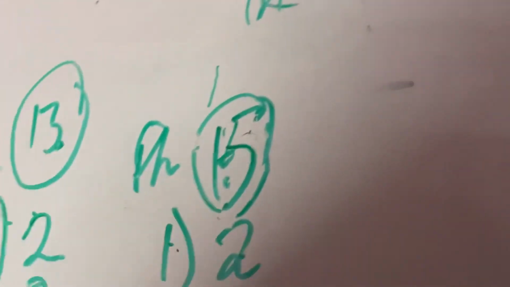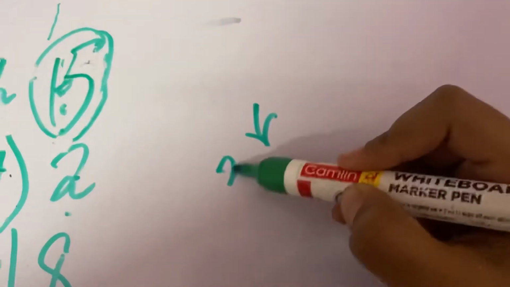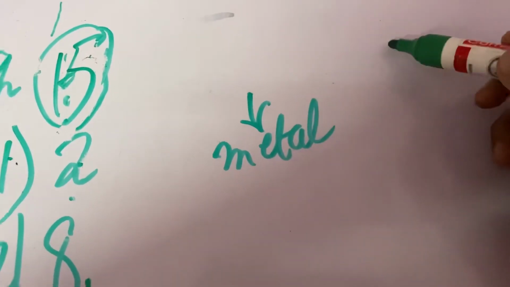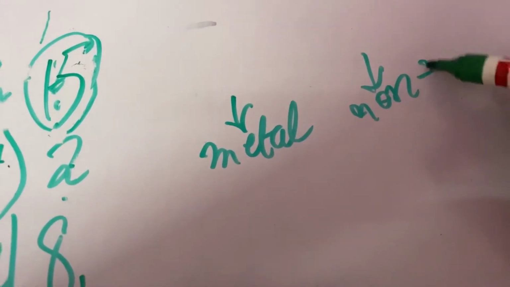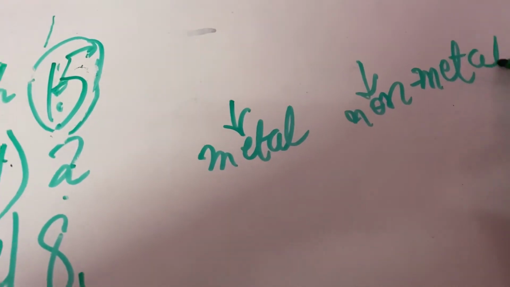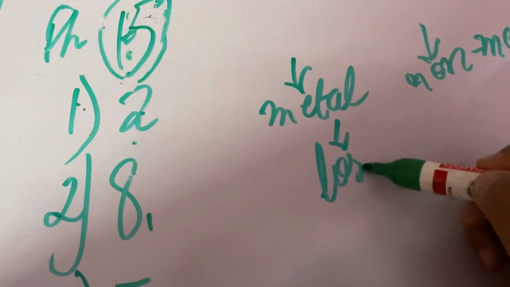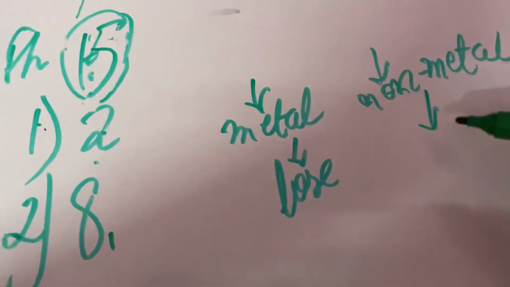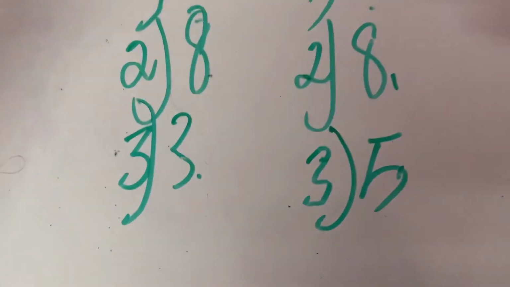Now to bind, one partner should be a metal and one should be a non-metal. In this case, metal is aluminium and non-metal is phosphorus. Metal is always going to lose and non-metal is always going to gain. Now what is this lose and gain? Let me make you understand.